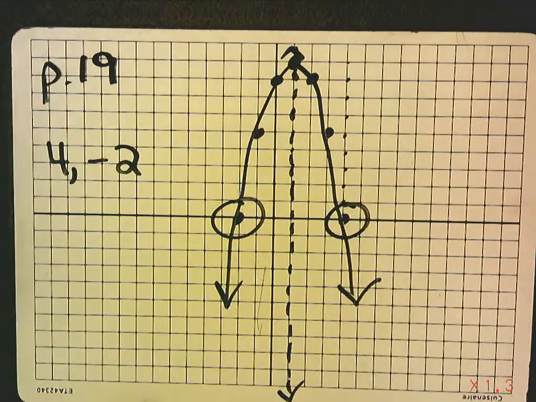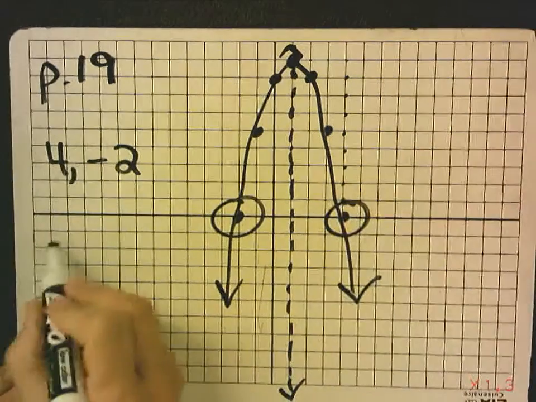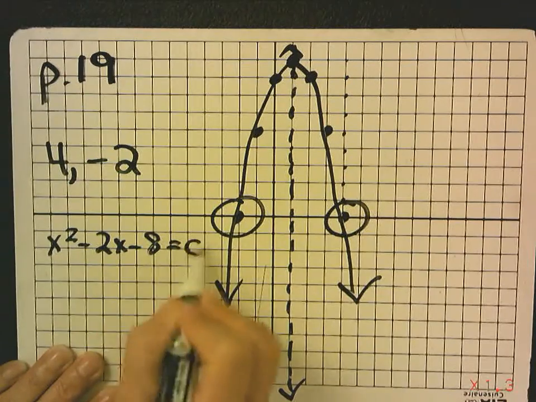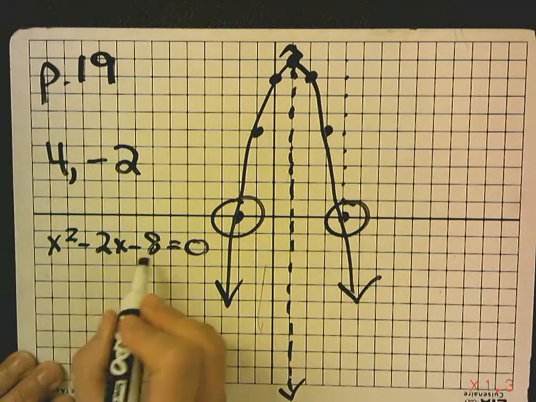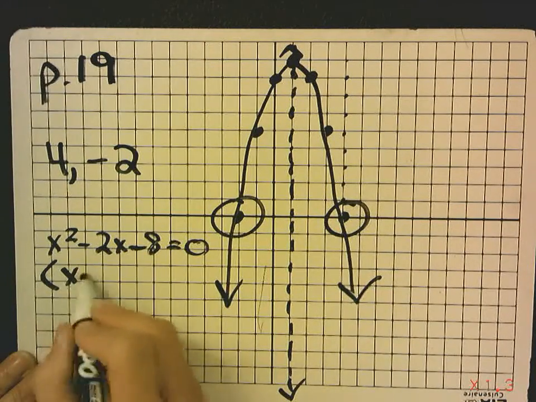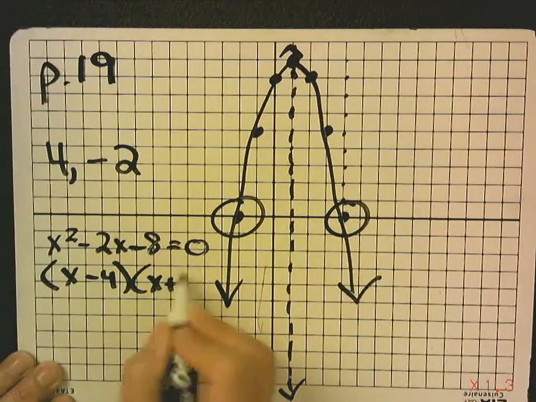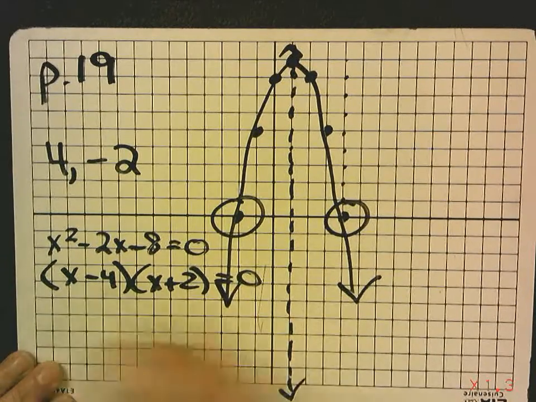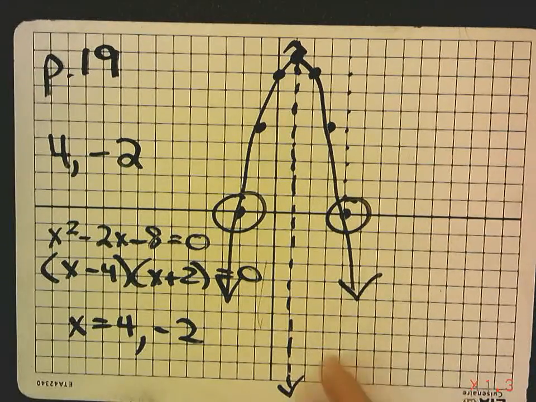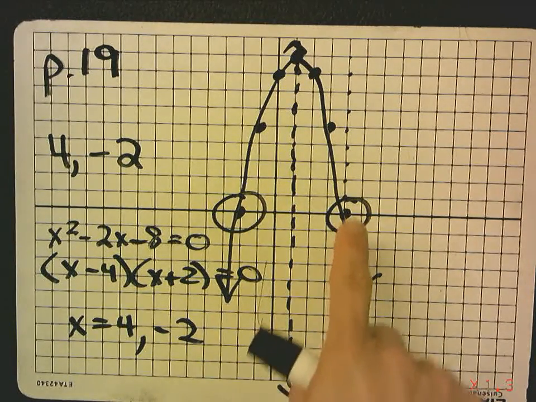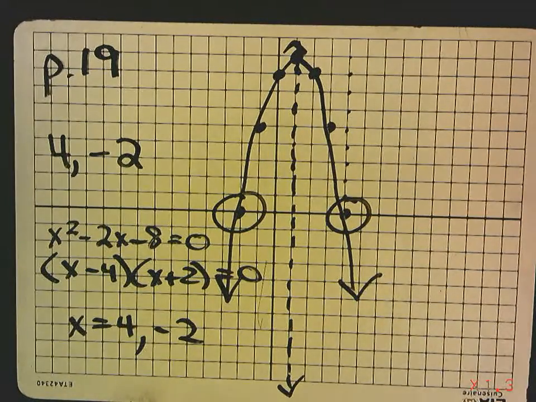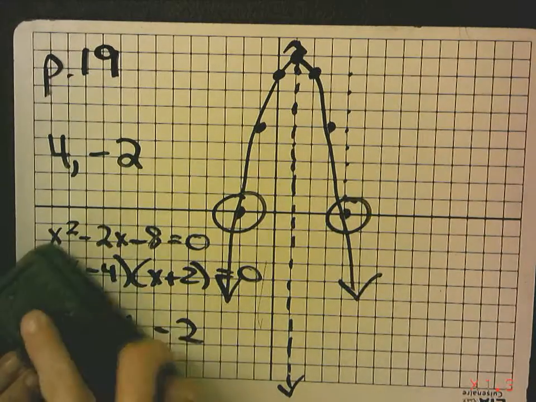Now, we can show this a different way. Here was our original equation. Now I'm going to solve this by factoring. So I'm looking for two numbers that when multiplied equal negative 8, but add up to negative 2. And that's going to be negative 4 and positive 2. So that means the solution to this equation would be 4 and negative 2. And look, my x-intercepts are 4 and negative 2. So it shows you that your x-intercepts are the solution to your equation.